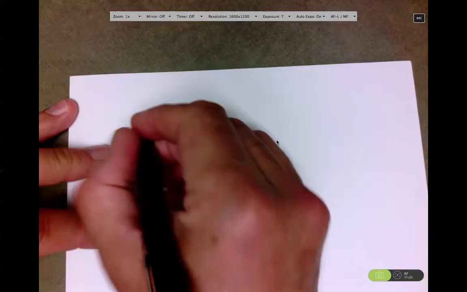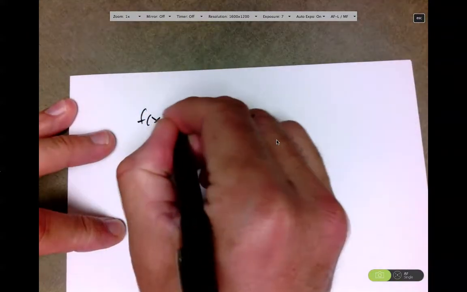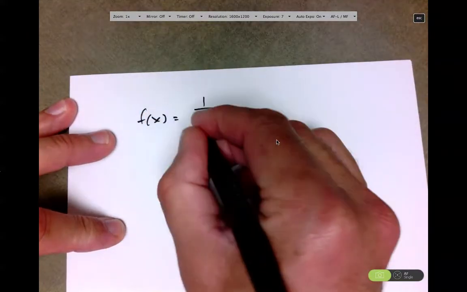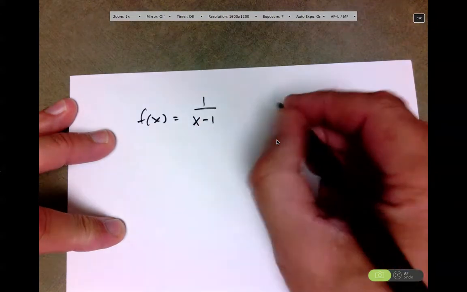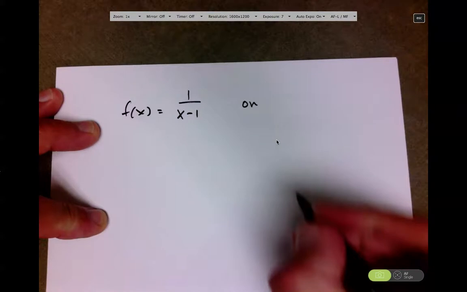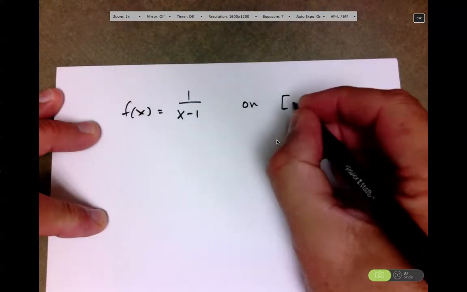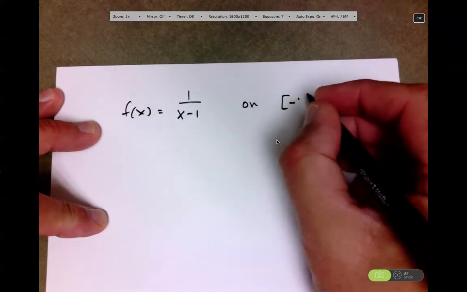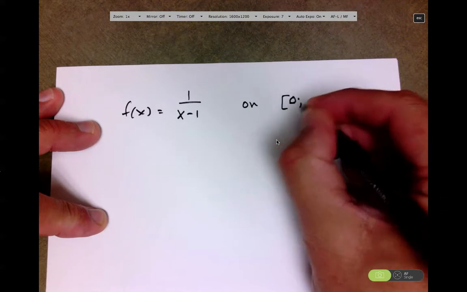Okay, one last one I want to go through with the mean value theorem. Suppose our function is f of x is equal to 1 divided by x minus 1, and I'm interested in finding the value that satisfies the conclusion of the mean value theorem on the interval from 0 to 2.